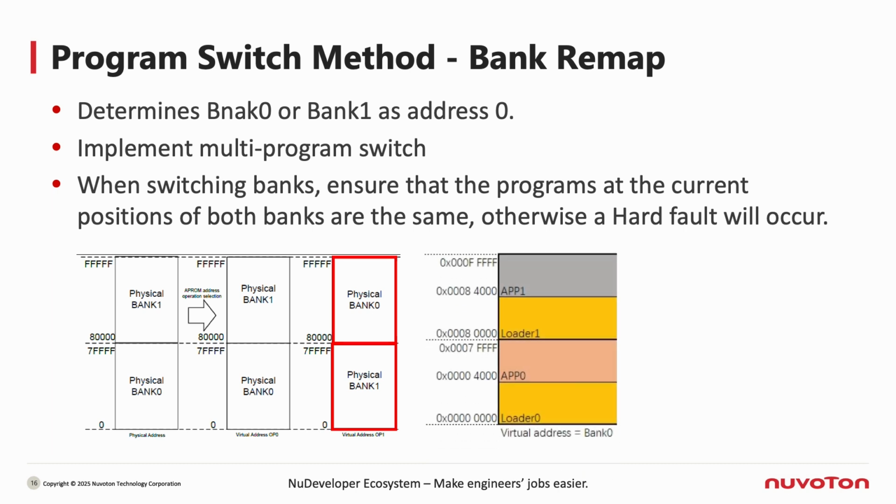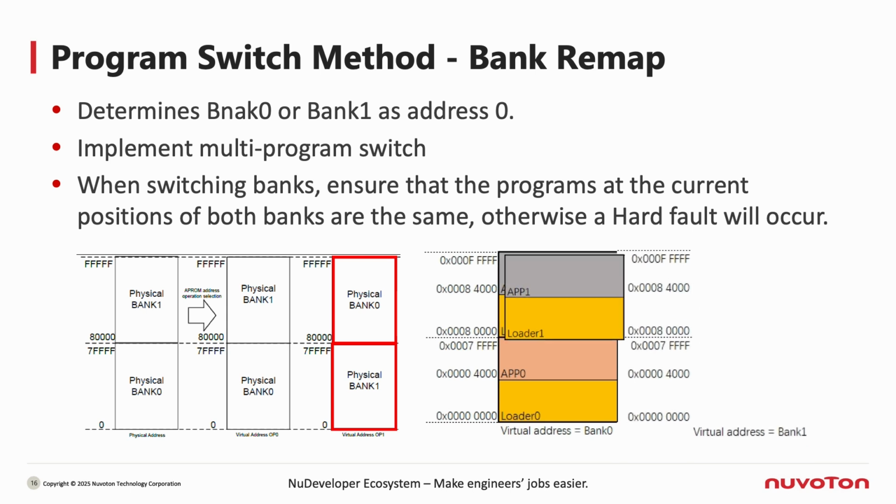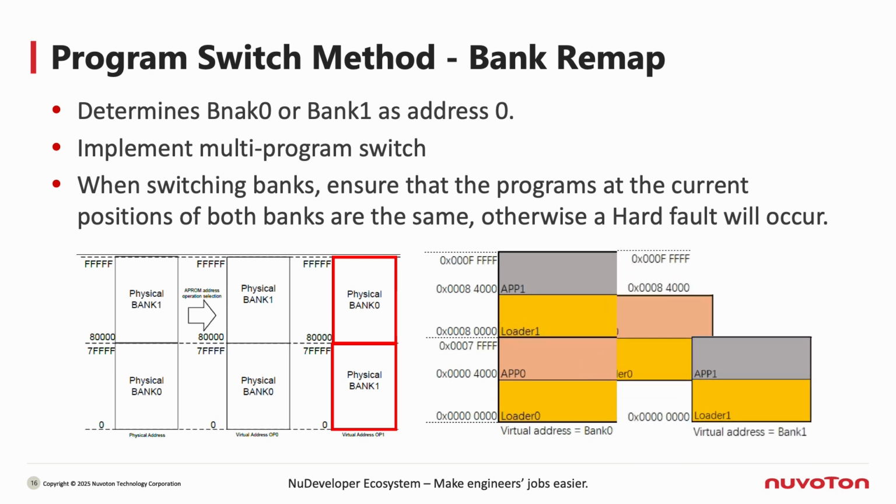For example, there are 4 programs, Loader 0 and App 0 are placed in bank 0, and Loader 1 and App 1 are placed in bank 1. Set the starting address of bank 0 to 0. When Loader 0 is being executed, bank mapping is performed in the program, and bank 1 is mapped to address 0. At this time, the instruction fetched is actually the instruction at the corresponding position of Loader 1. If Loader 1 and Loader 0 are different, it will fail to fetch instructions and enter a hard fault. Only when the two programs are exactly the same will there be no instruction fetch error.